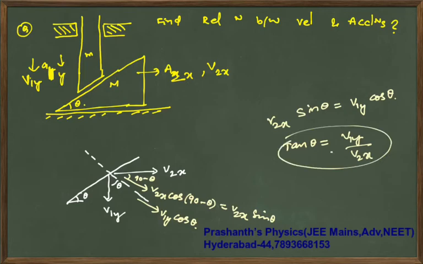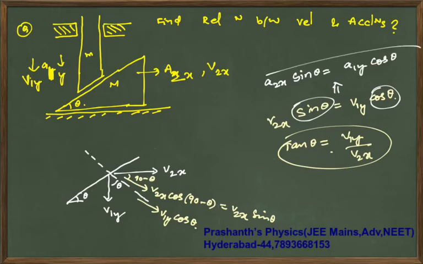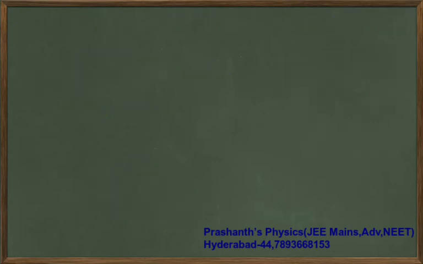Now if you want the relation between accelerations, as I have told you, you can differentiate this. This is constant, this is constant. So a2x sin theta is equal to a1y cos theta. Like this you are supposed to solve your equations. Now with this you will be able to solve everything, and there will be no doubts at all. All right, now let's continue further.